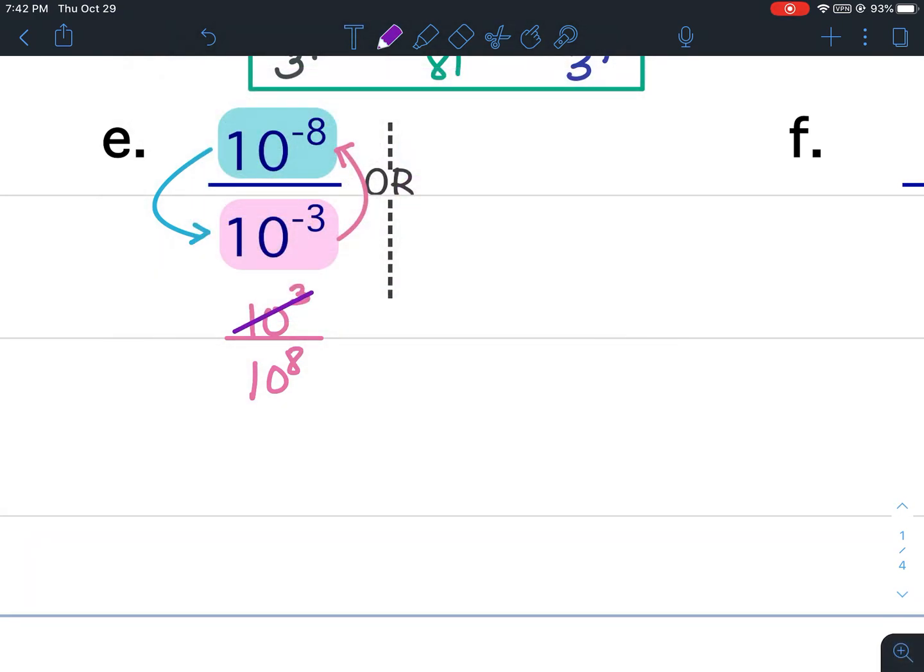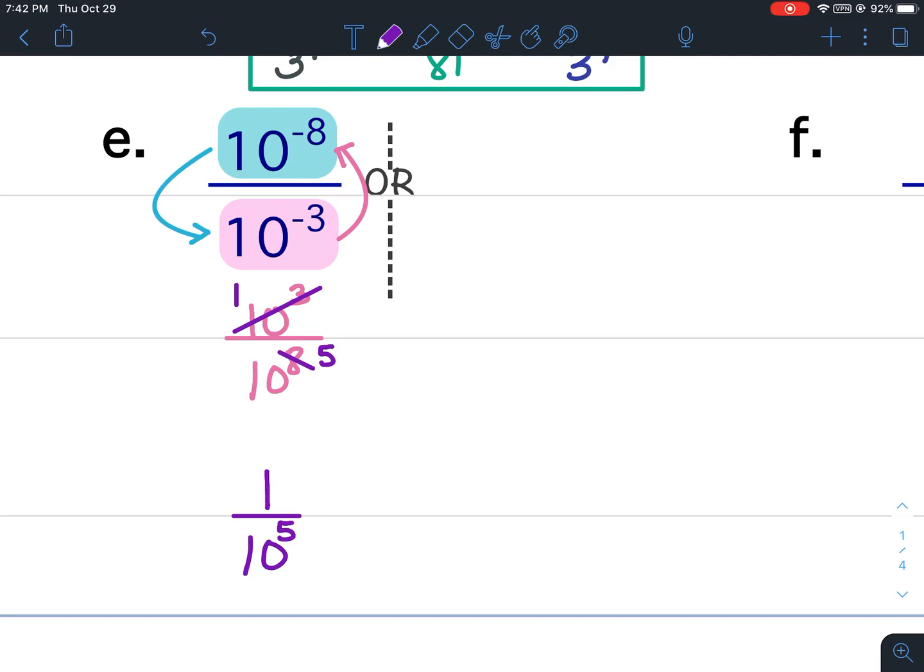Ten to the third has the smaller exponent. I completely cross that out. Since I'm crossing out the top, I'm going to put a 1. And 8 minus 3 is 5. So this would then be 1 over 10 to the 5th.